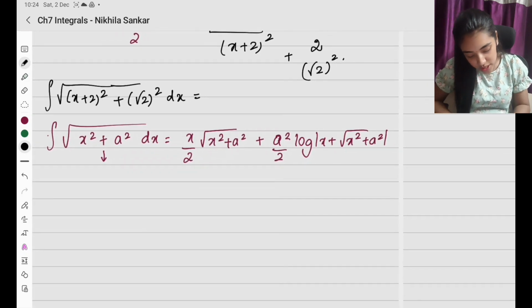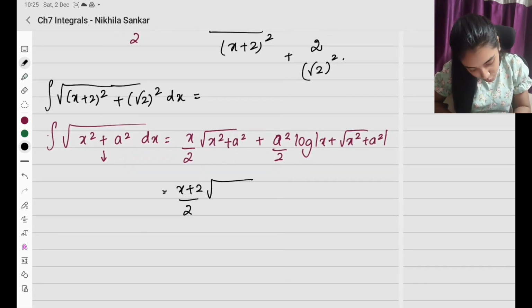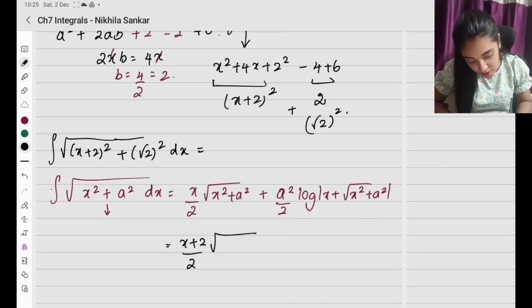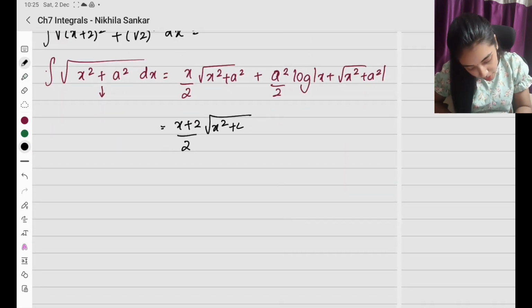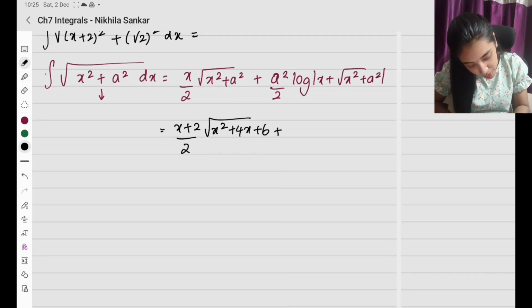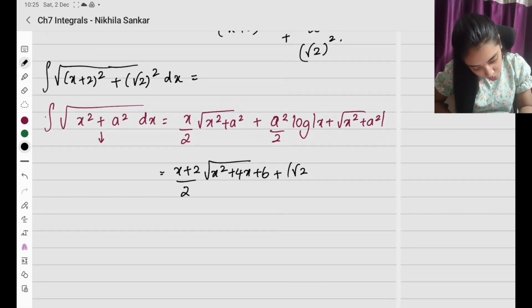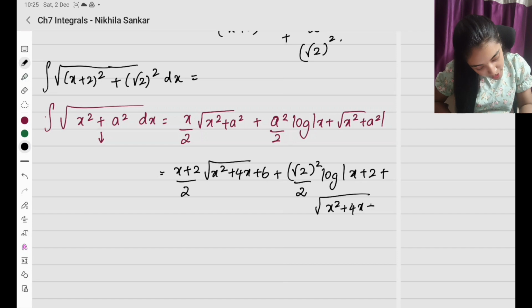So when I substitute this in the question, I have x plus 2 divided by 2 square root of x square plus 4x plus 6, which is the question, plus a square divided by 2, which is square root of 2 the whole square divided by 2, log mod x, which is x plus 2 plus square root of the question, x square plus 4x plus 6, plus c.